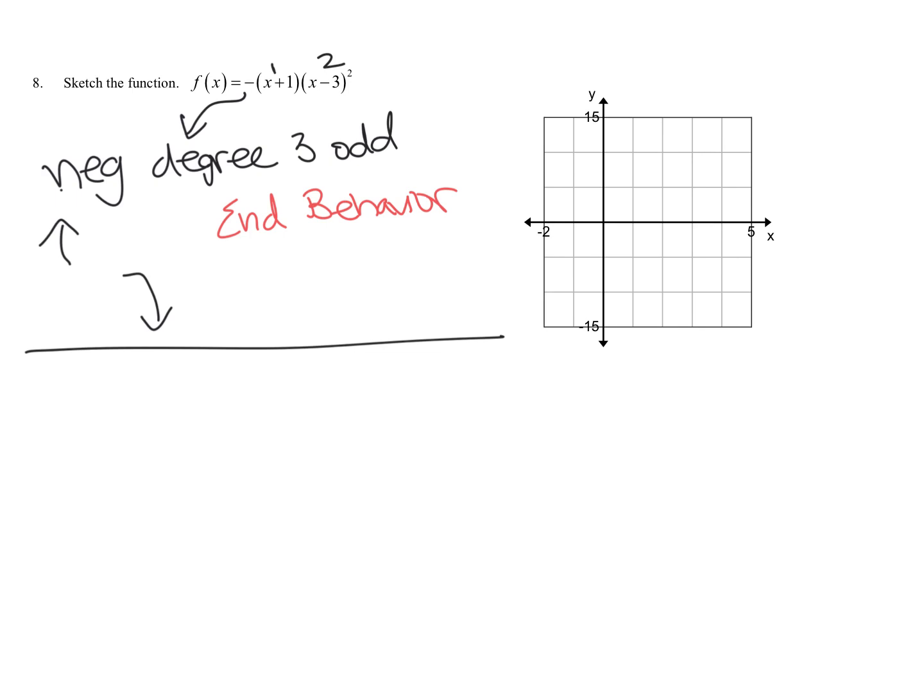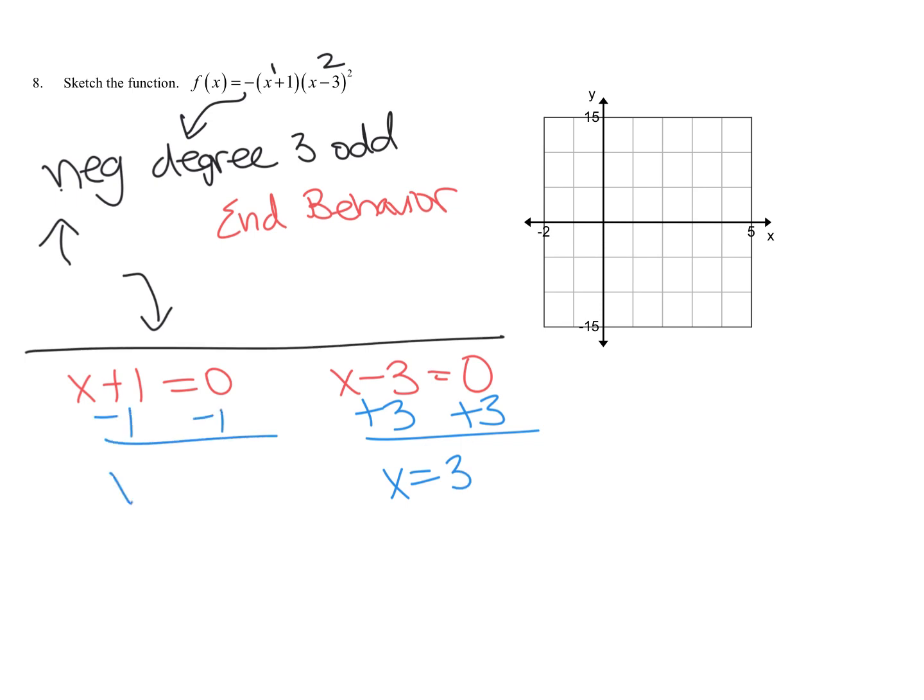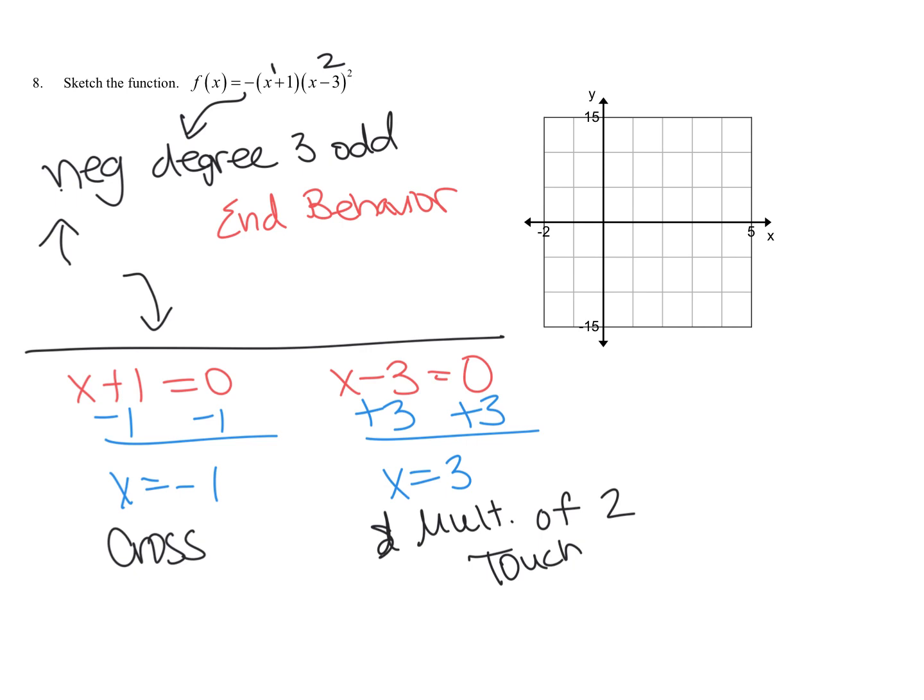Now, the other thing I need to do is I need to find the zeros. And I end up with positive 3 and negative 1. And I know that I have a multiplicity of 2. So it's going to touch, not cross, whereas this one's going to cross. All right, so at negative 1, I'm going to put my ordered pair, and I'm also going to put an ordered pair at 3 because I know that's going to happen.